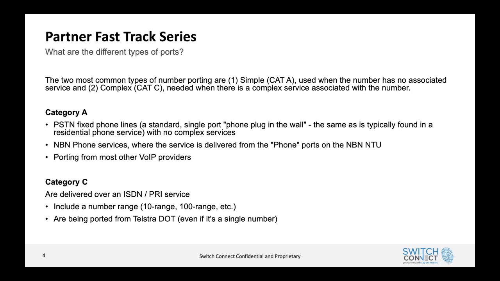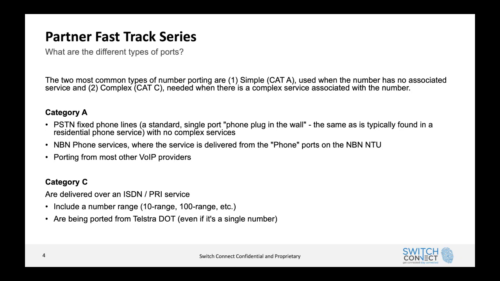The main difference between CADA and CATC is whether it's a number range. The easiest way is to look at a customer's phone bill and work out if it's a CADA or CATC. If it's a number range, it will always be a CATC port. So if it's more than one number, it will always be a CATC port. If it is a single line, or your customer's moving from an old PBX and they had 3 or 4 PSTN lines plugged into it, one would normally assume that they're all a CADA port.